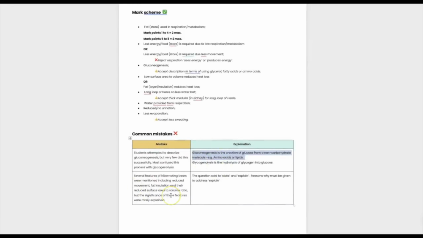Then we have several features of hibernating bears that were mentioned, including reduced movement, fat insulation and their reduced surface area to volume ratio, but the significance of these features was rarely explained. The question said to state and explain, so you had to give the reason why and not just the feature.